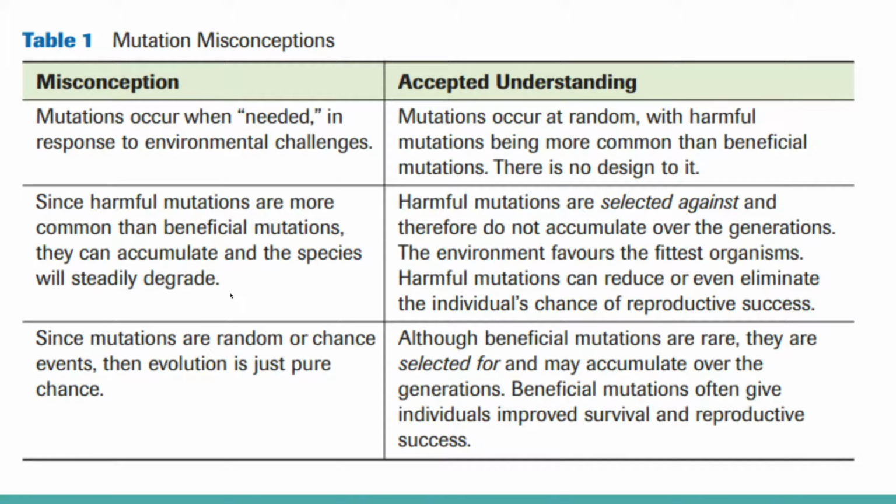Usually harmful mutations are selected against, and therefore they don't accumulate over generations. Most of the ones that have these harmful mutations aren't going to make it to adulthood in order to reproduce. So the environment favors the fittest organism. Harmful mutations can reduce or even eliminate an individual's chance at reproductive success.